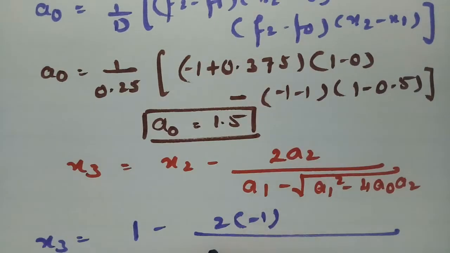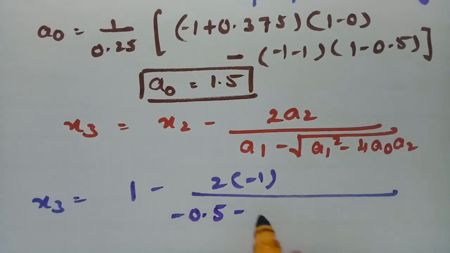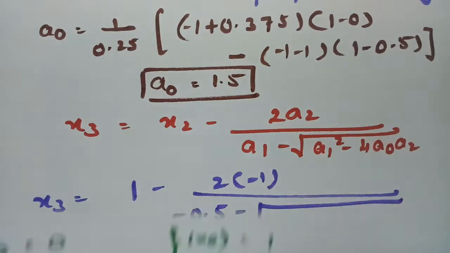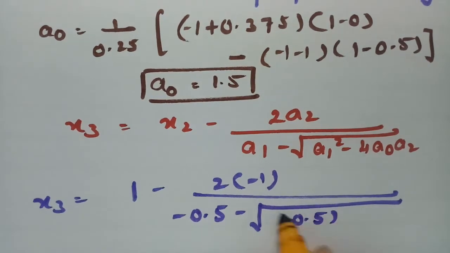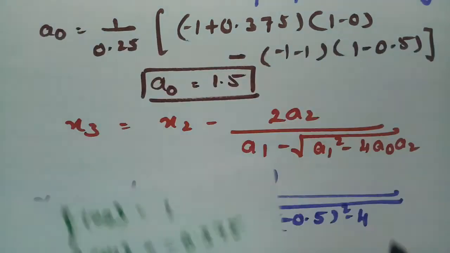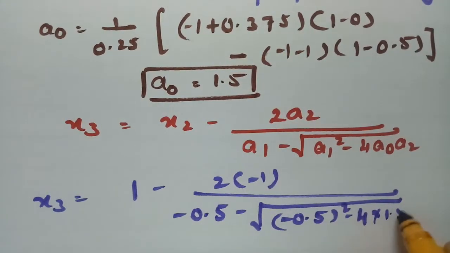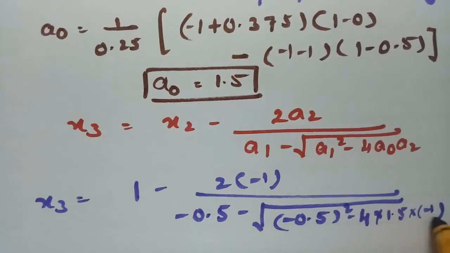Minus 0.5. This value is nothing but minus 0.5 minus root over a1 square, so minus 0.5 whole square minus 4 into a0. a0 is 1.5, into what is a2? This is minus 1.